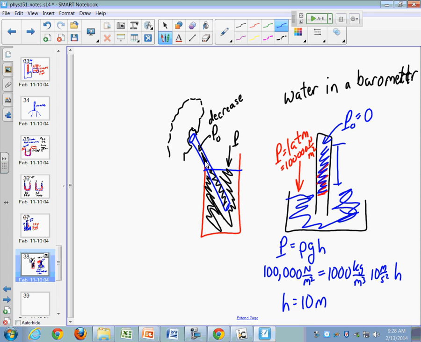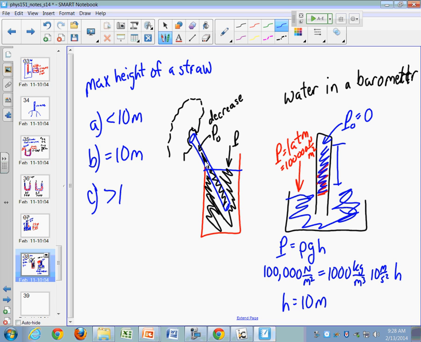What is the maximum height, do you think, that you can have a straw and actually pull up liquid into that straw? Do you think that maximum height is A, less than 10 meters? This is the maximum length or maximum height of a straw where it'll actually work. Is it equal to 10 meters or is it greater than 10 meters? Understand the question that I'm asking? I have a straw. I want to pull up liquid into it. What is the maximum height that that straw can be? Like if I wanted a 50-foot straw, would that work? Let's try it. I want to see what you think. What is the maximum height of a straw? Is it less than 10 meters, equal to 10 meters, or greater than 10 meters?